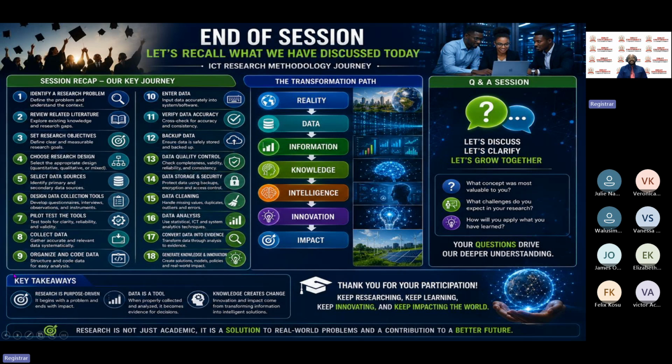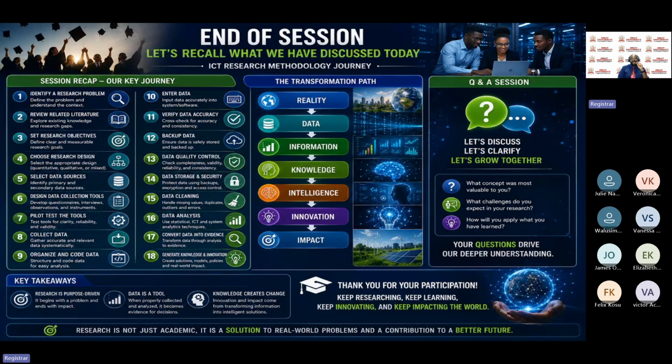Either you are an ICT researcher or you are a social science researcher. The transformation path is reality fetched to data. Data becomes information. Information becomes knowledge. Knowledge becomes intelligence. That intelligence becomes innovation. That innovation is going to have impact. This is a common transformation for all researchers.